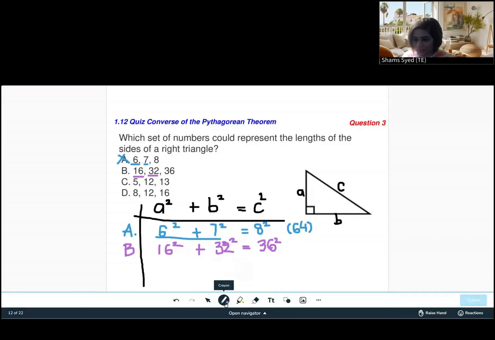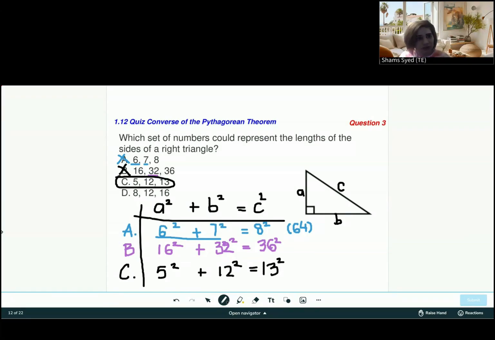Notice B did not create a right triangle, but C did. If you do 5 squared plus 12 squared, you get 169. And 169 is also 13 squared.